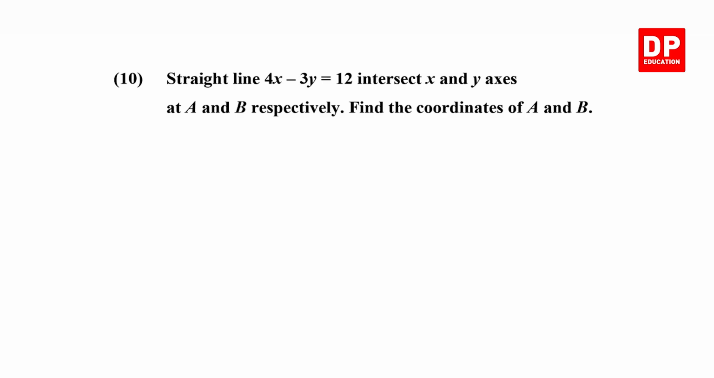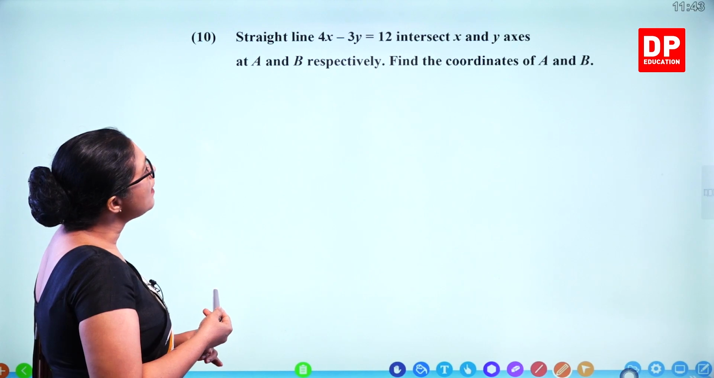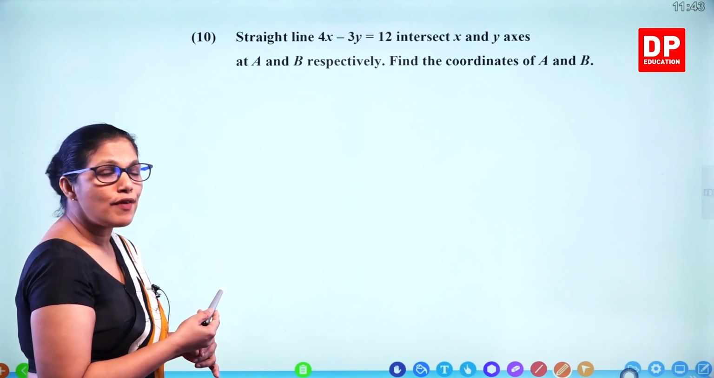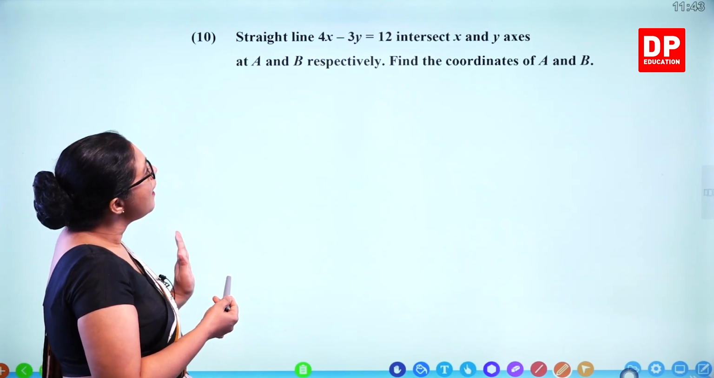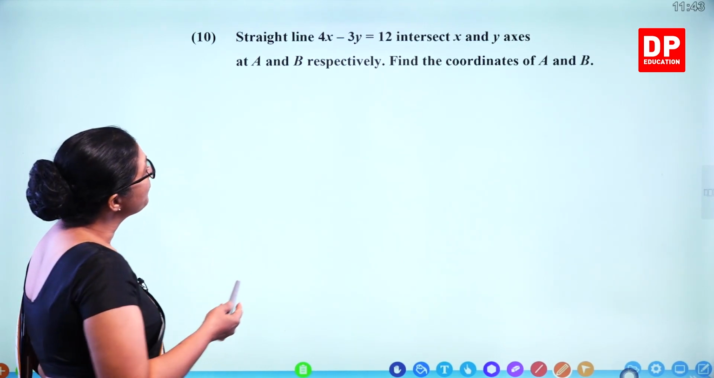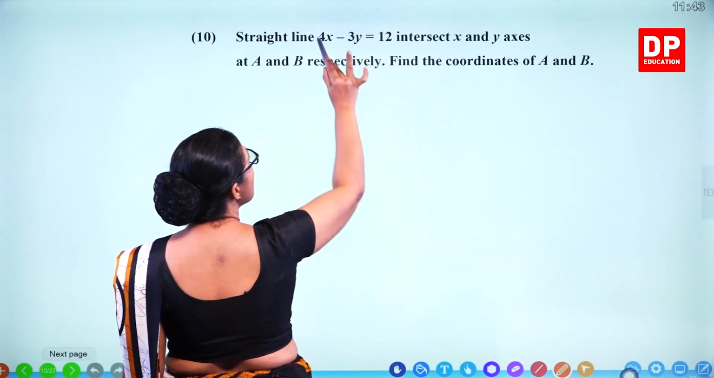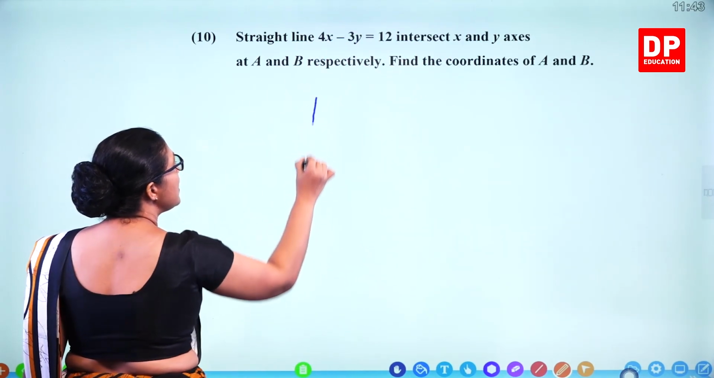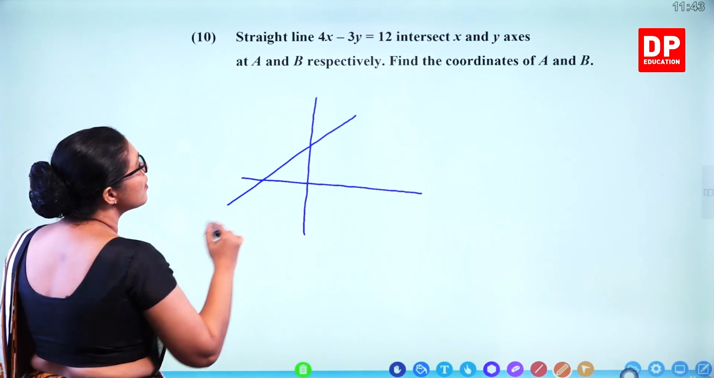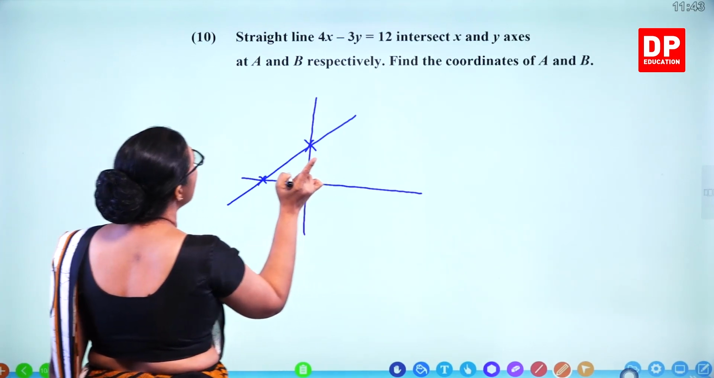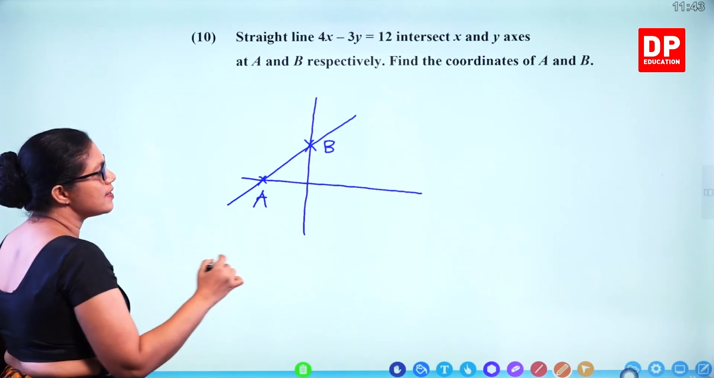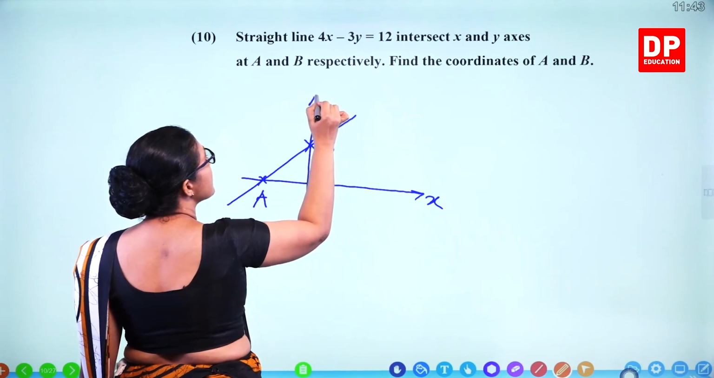Question number 10. Straight line 4x minus 3y equals 12 intersects x and y axes at A and B respectively. Find the coordinates of A and B. Now when you look at the line, is it positive slope, positive gradient or negative slope? Look at 3y when you take it to this side, plus 4x. That means you are getting a line like this. So it intersects x and y axis at A and B. So A, B, like this. So this is x axis and this is y axis.